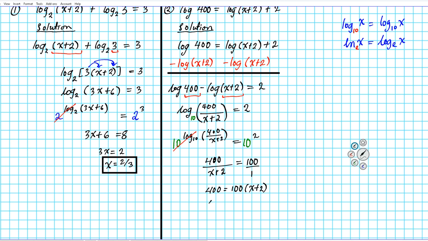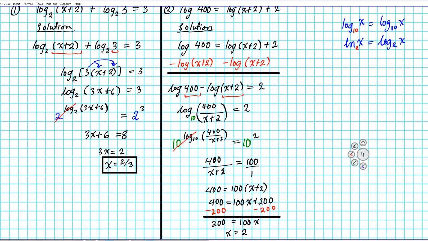Then the right side will distribute, so that's going to be 100x plus 200. Now we're going to subtract 200 from both sides of the equation. We want to get x isolated. So that will give us 200 equals 100x. Divide both sides by 100 and you get your final answer, x equals 2. And that's your final answer.